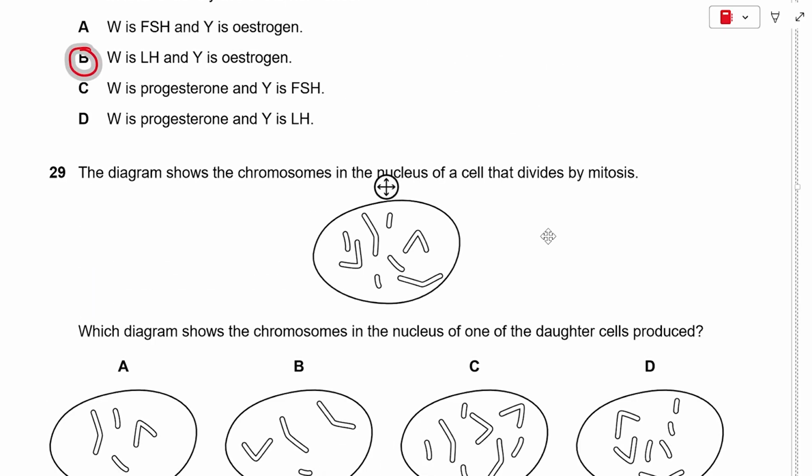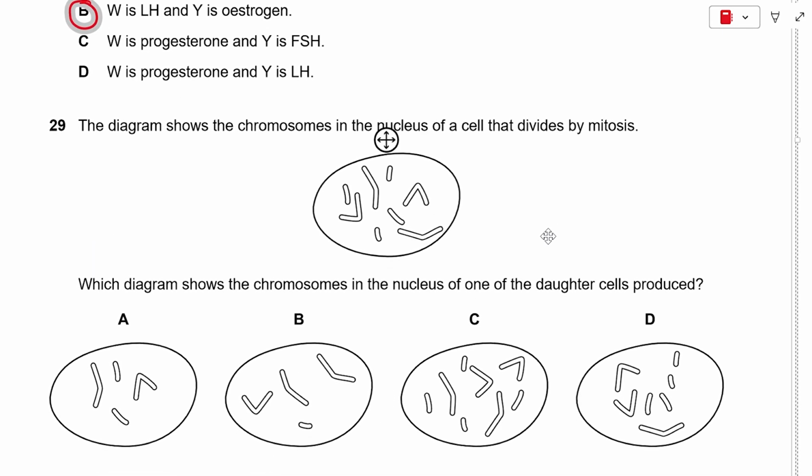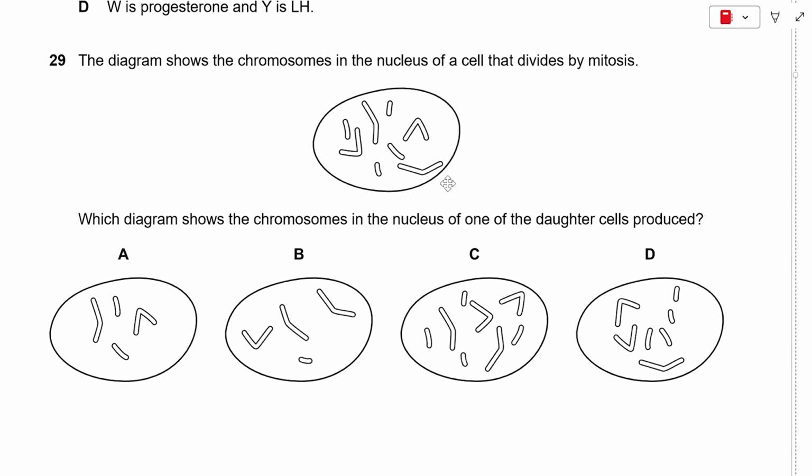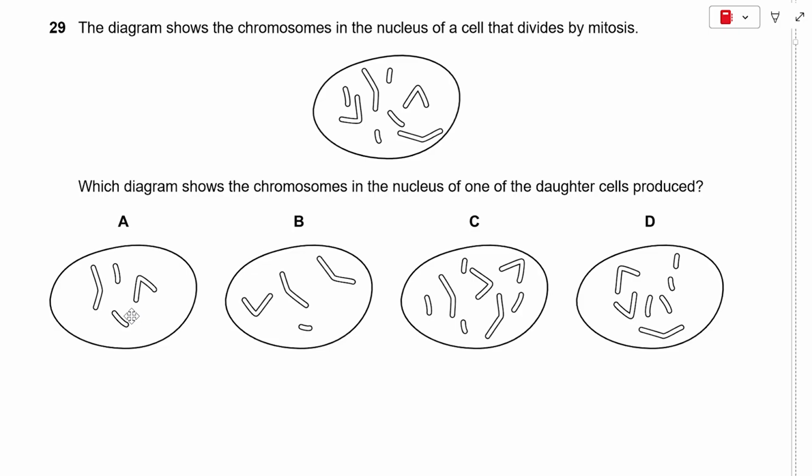Okay. Question 29 says the diagram shows the chromosomes in the nucleus of a cell that divides by mitosis. So mitosis brings about a cell that looks identical to the parent cell. Which diagram shows the chromosomes in the nucleus of one of the daughter cells produced? Okay, so the daughter cell should have exactly what the parent cell had. Alright, so here we had 1, 2, 3, 4, 5, 6, 7, 8. Okay, what should you expect? The daughter cell should have the same thing.